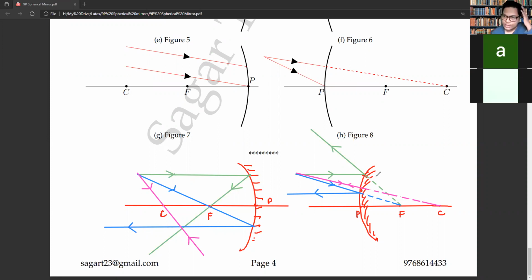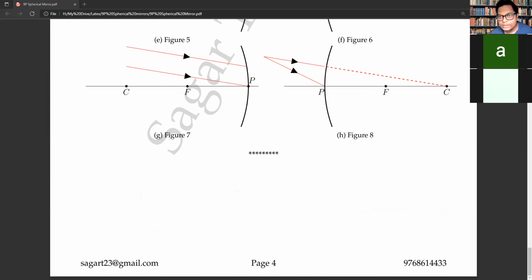So students, out of these three, we can draw any two in the exam. Any two is required to complete the diagram to get the image, but these are called the three independent rays. So out of these three only, we will have to draw any two. To create an image, you will always have to use any two of them. Okay, so I'll clear this.